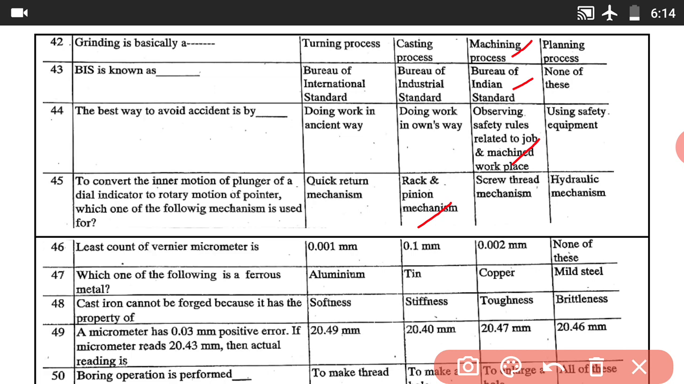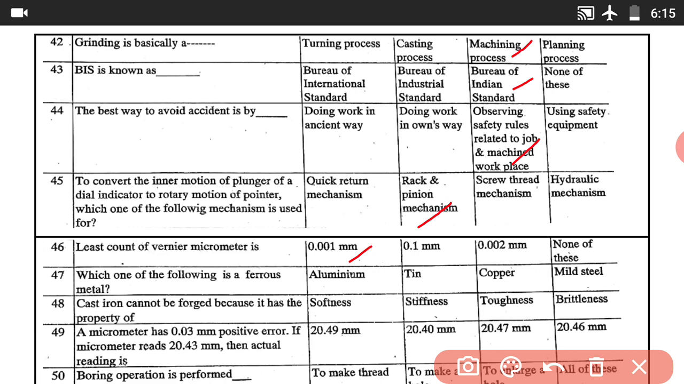Question number 46. The least count of a Vernier micrometer is dash. The answer is 0.001 mm. Option A is the correct answer, 0.001 mm.